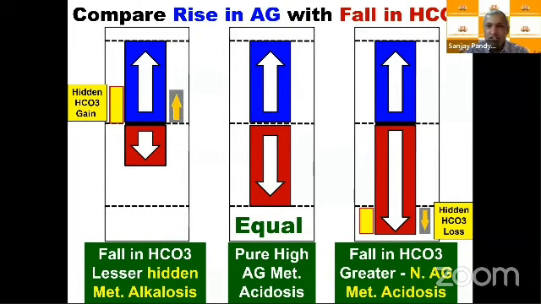So to conclude, the MOSSAD skill: when the anion gap is high, if both are matching, we have pure anion gap metabolic acidosis. If the fall in bicarbonate is small compared to the rise in anion gap, then it is hidden bicarbonate gain, and that happens in hidden metabolic alkalosis. If the fall in bicarbonate is greater, that means there is hidden bicarbonate loss, and therefore there is additional normal anion gap metabolic acidosis.